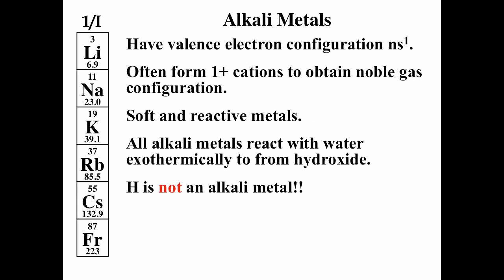Alkali metals have valence electron configuration ns1. They have 1 electron in the s orbital, that's the valence. Again, they tend to form +1 ions to get noble gas configuration. They're soft, reactive metals. They all react with water exothermically to form hydroxide. Exothermically means they produce a lot of heat. And remember, hydrogen is not a member of any group. It's not an alkali metal.